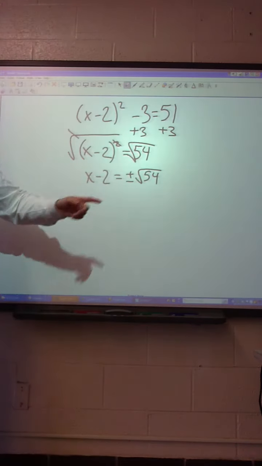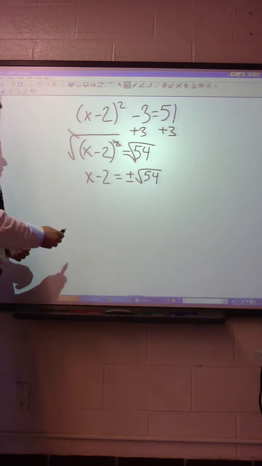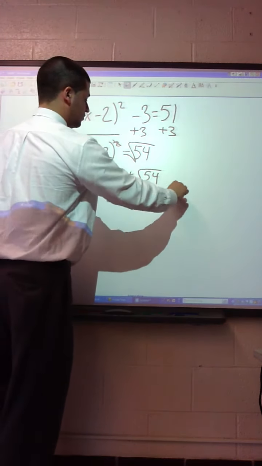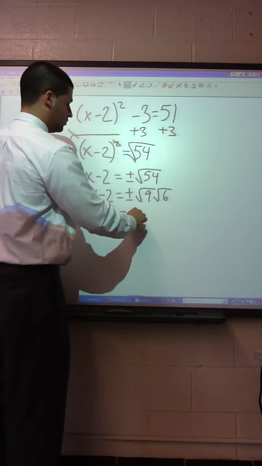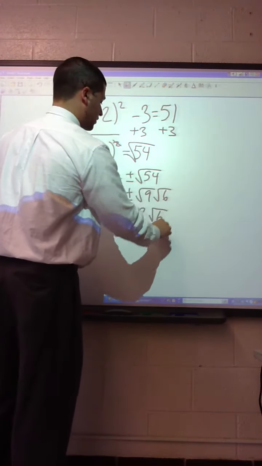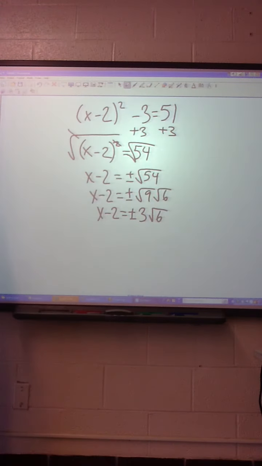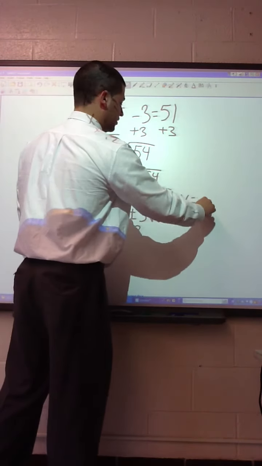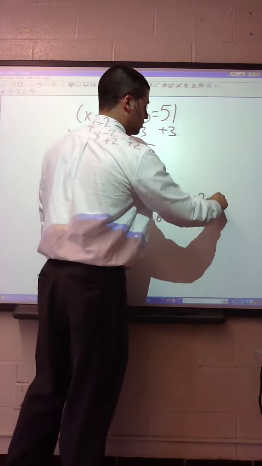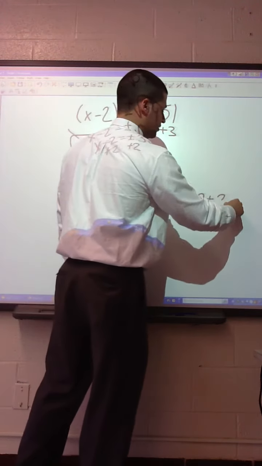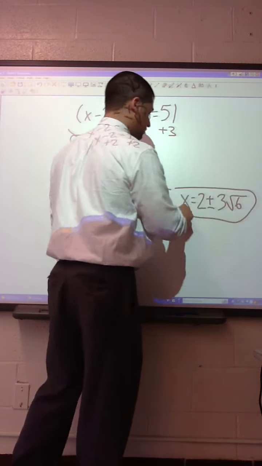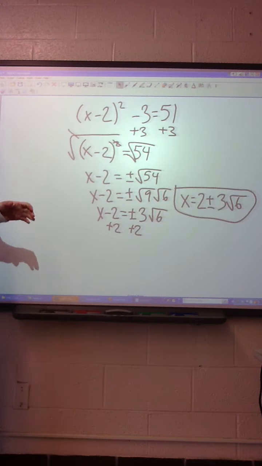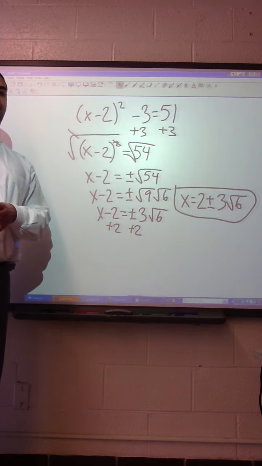Now that can be simplified. I know we can take a 9 out of that. We'll be left with a 6. Right, all I did was simplify my radical. Now I just have to add the 2 over. And I get x equals 2 plus or minus 3 radical 6. And that's it. And that's about as far as it gets for the square root property, because we only have so many options when we only have the x squared term and a constant. Okay?